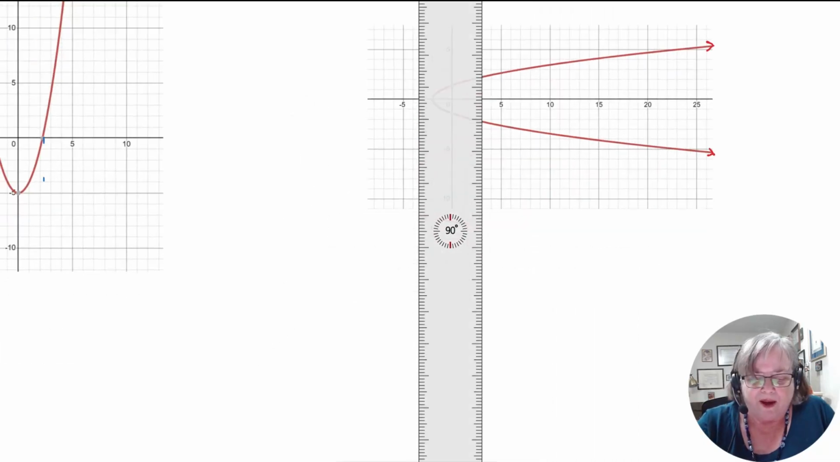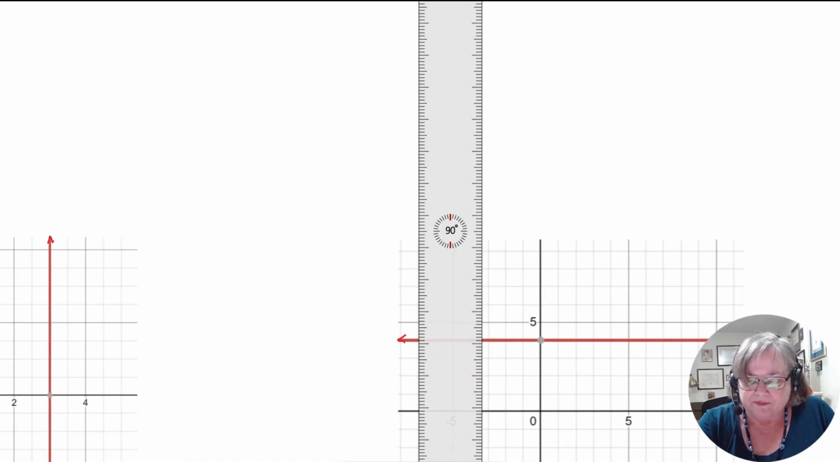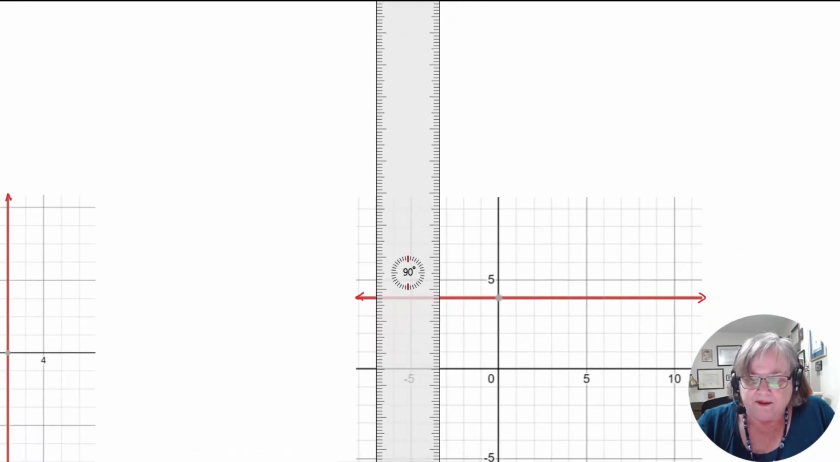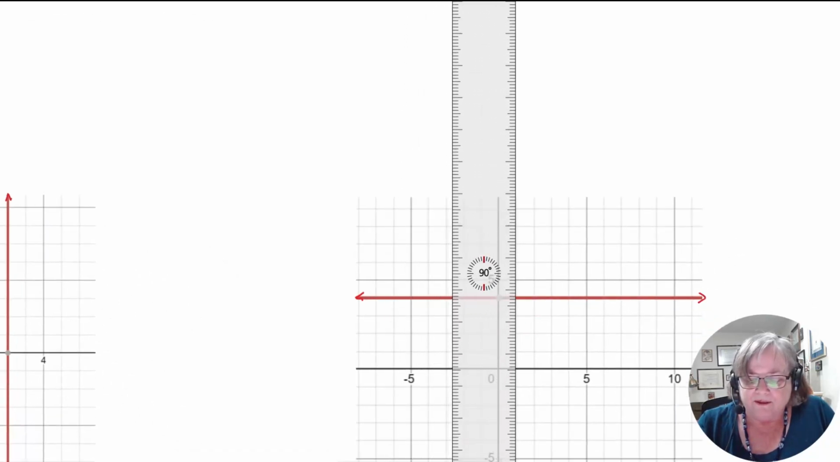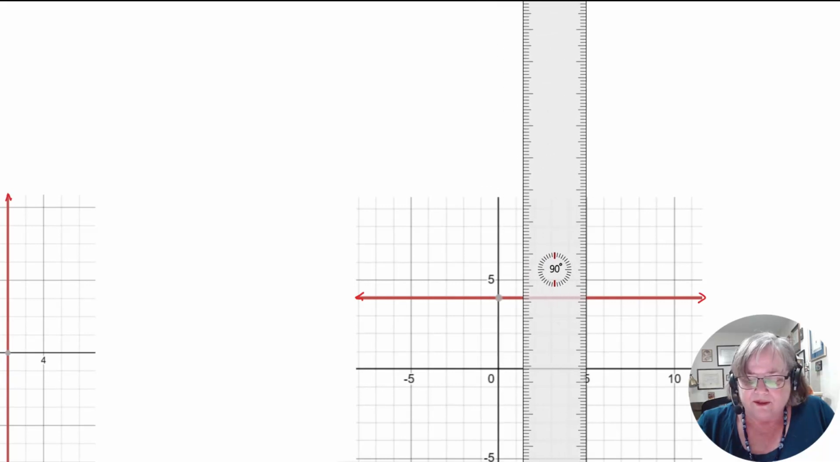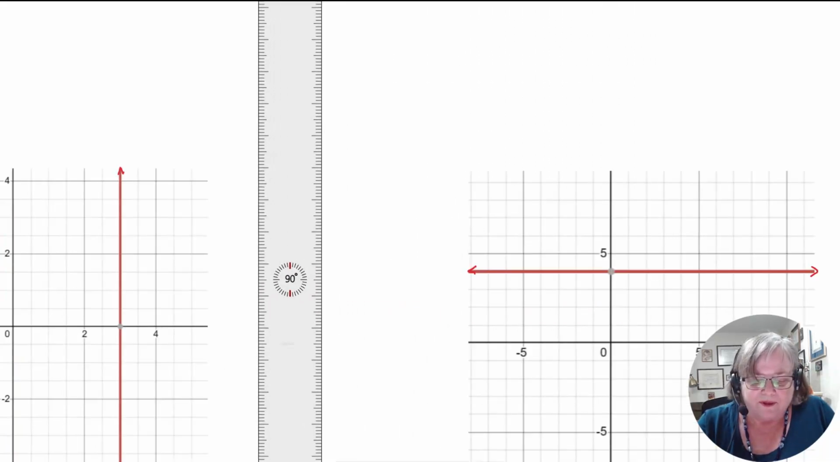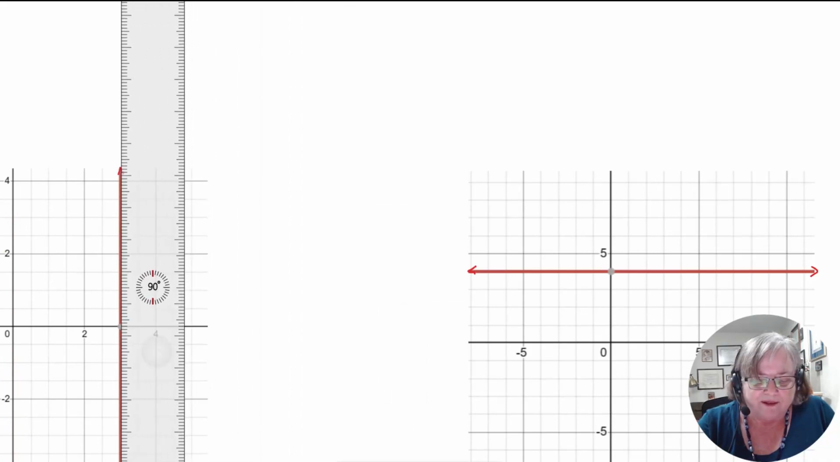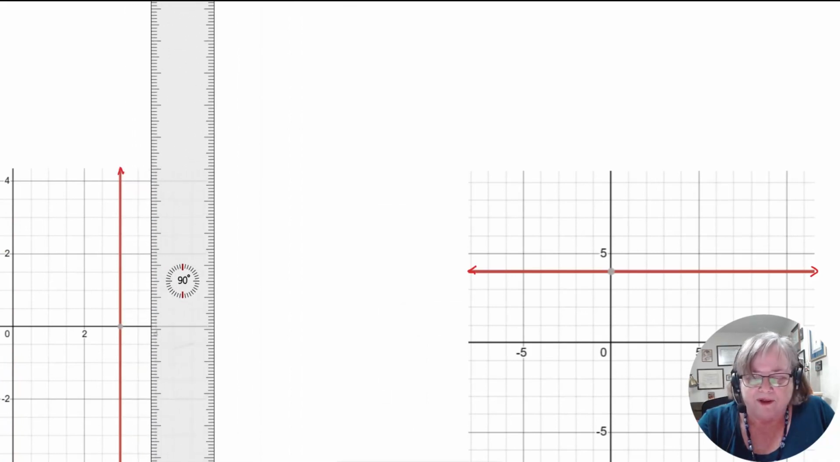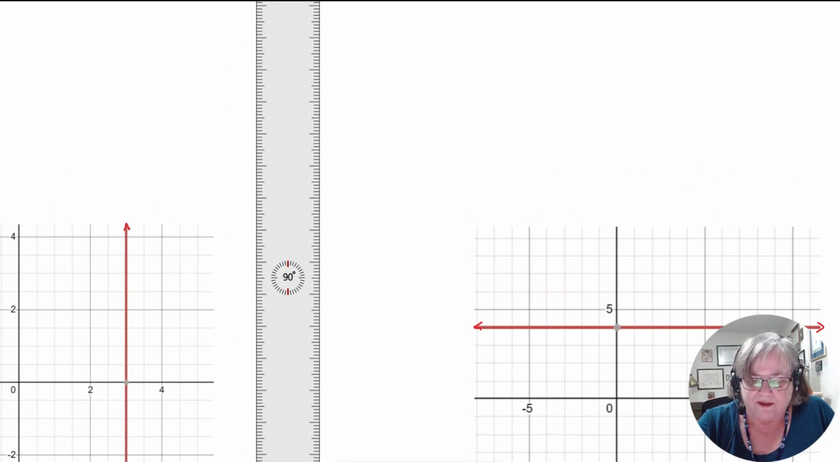So if it passes through there, and each point on this line, each x, only has one y. But if you look at this one, it has just an x of 3, and all the y's are above it. Okay, so let's get rid of this.